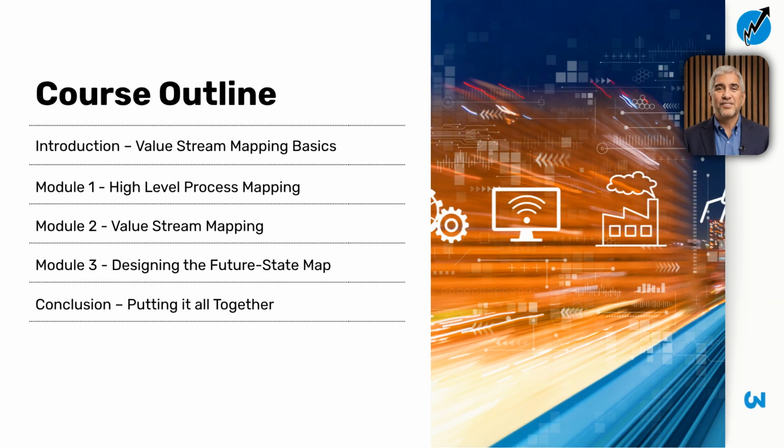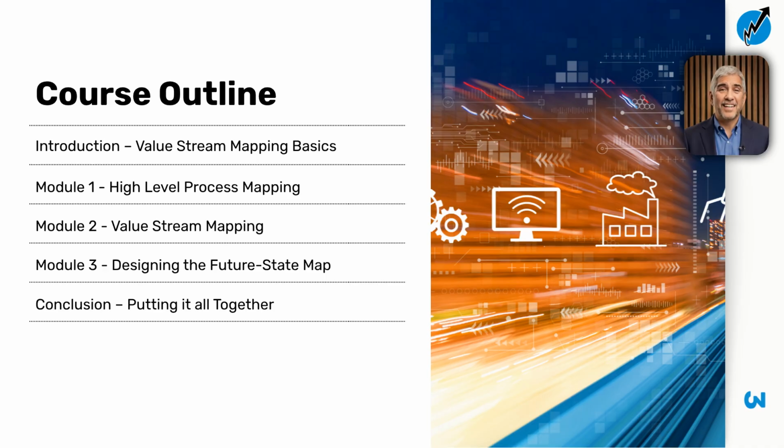Now let's take a look at the course outline so you know exactly where we're headed. We'll start with the introduction, value stream mapping basics. This section will establish the foundation by defining key concepts like process, value stream, and the purpose of mapping. Next is Module 1, high-level process mapping.